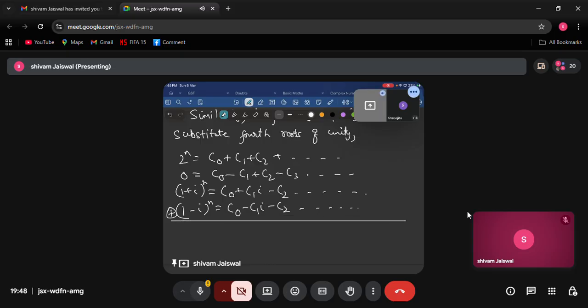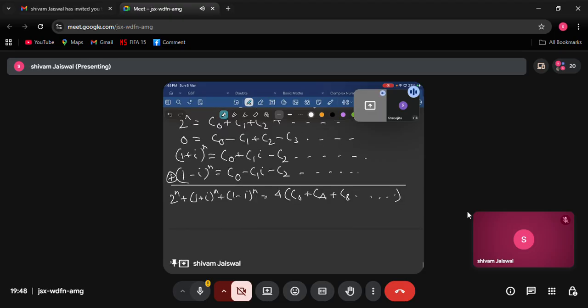Are you getting? That is 2 to the power n plus (1 plus iota) whole to the power n plus (1 minus iota) whole to the power n is equal to 4 into C0 plus C4 plus C8 plus dot dot dot dot. I hope you people have understood the pattern. This implies C0 plus C4 plus C8 plus dot dot dot dot is equal to 2 to the power n plus (1 plus iota) whole to the power n plus (1 minus iota) whole to the power n, divided by 4. Okay, and then you can proceed.